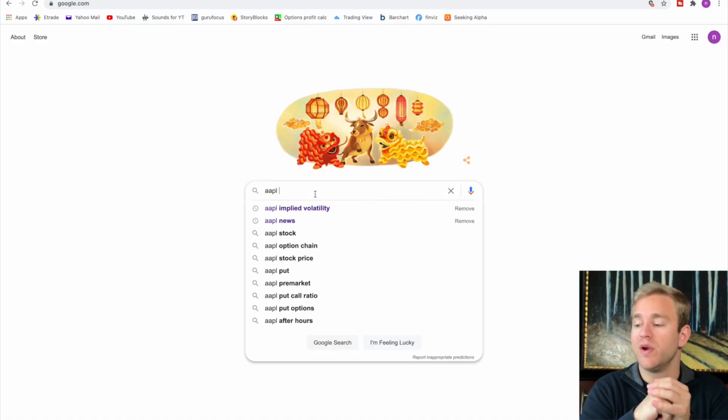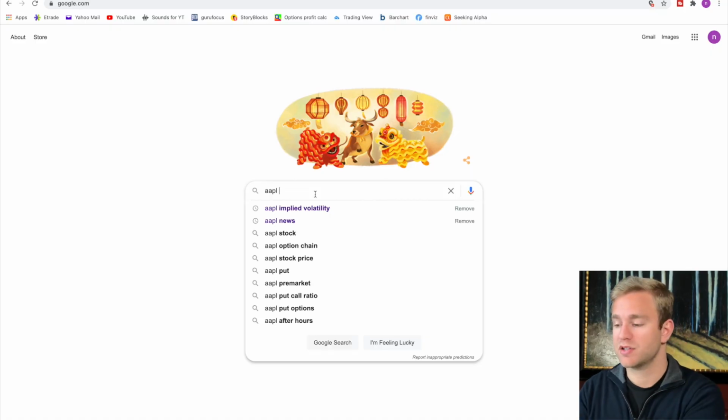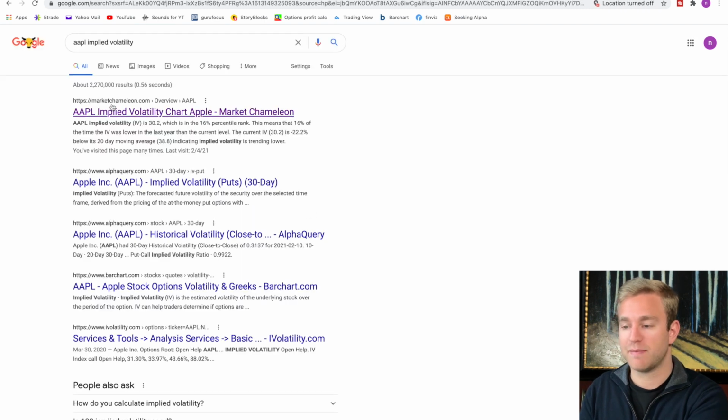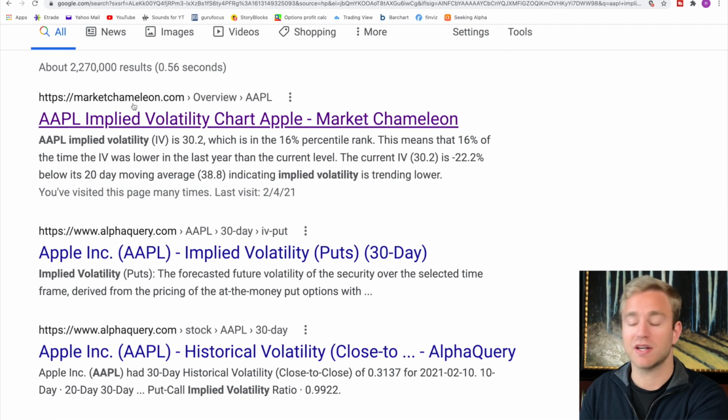The way that we can see the average implied volatility for a stock is we can go to Google, type in the ticker symbol, and then type in implied volatility. The first thing that pops up, this is what we care about, marketchameleon.com.